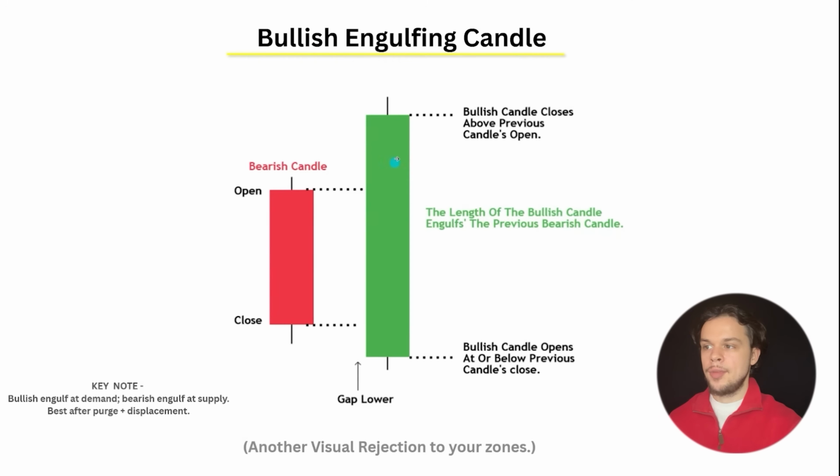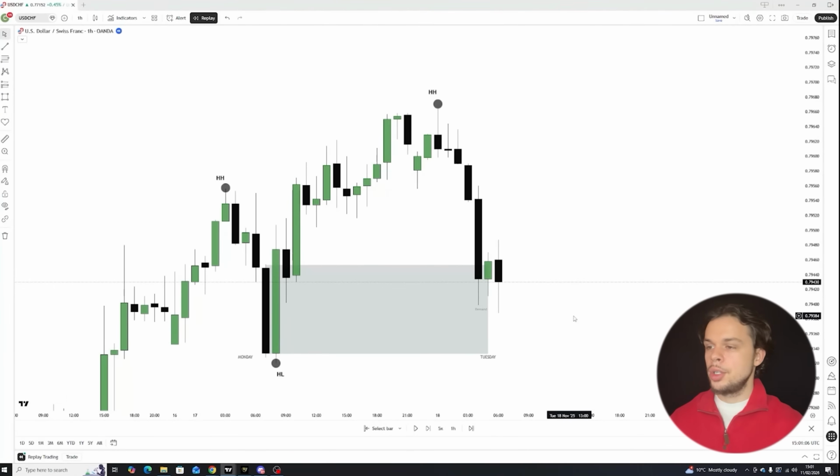And as you can see, the length of the bullish candle engulfs the previous bearish candle. So you can see that we actually open below the previous bearish candle and then we close above it also. So I'm just going to show you a quick example of a bullish engulfing candle. I can't show an example for every single candlestick as we will be here all day. But what you do need to do is go onto your charts and study these formations yourself and practice executing away from your higher time frame zones.